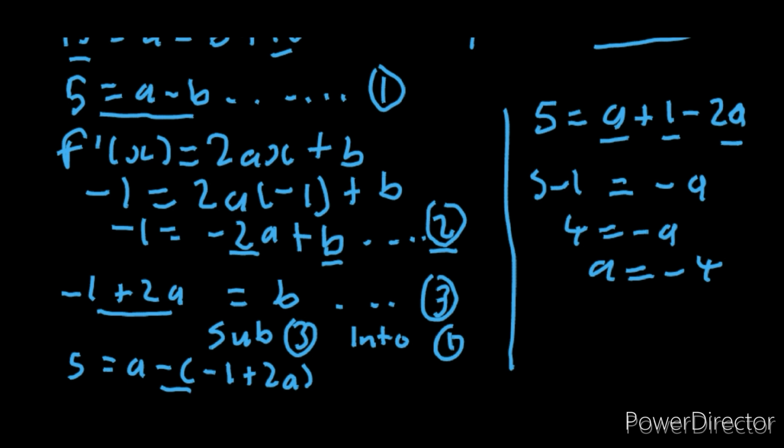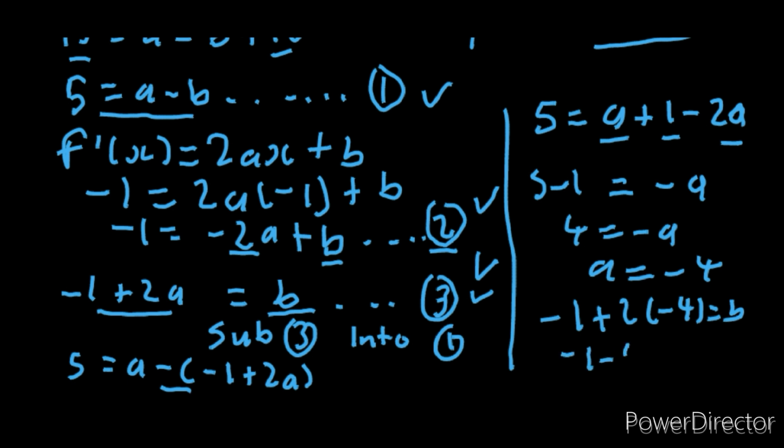So I found a. So let's find b, so we can substitute into any one of the three equations. And when we substitute, the easiest one to substitute is obviously equation 3, since I've got b as the subject of the formula already. So therefore I'm going to say minus 1 plus 2, but instead of writing a, I'm going to write minus 4 is equals to b. So therefore it's going to be minus 1 minus 8 is equals to b. Therefore b is going to be equals to minus 9. And there we have it.